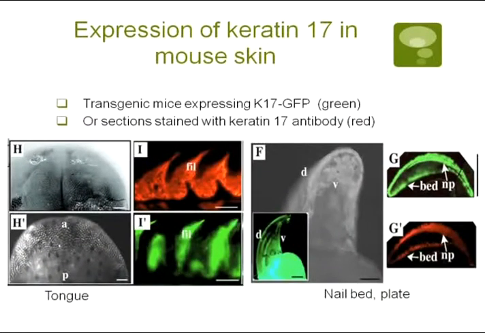And then they did the same studies looking more closely under the microscope, so you can see it on the tongue and the papillae on the tongue, as well as here where you see the nail plate and the tip of the digits and the nail bed and nail folds expressing keratin 17.